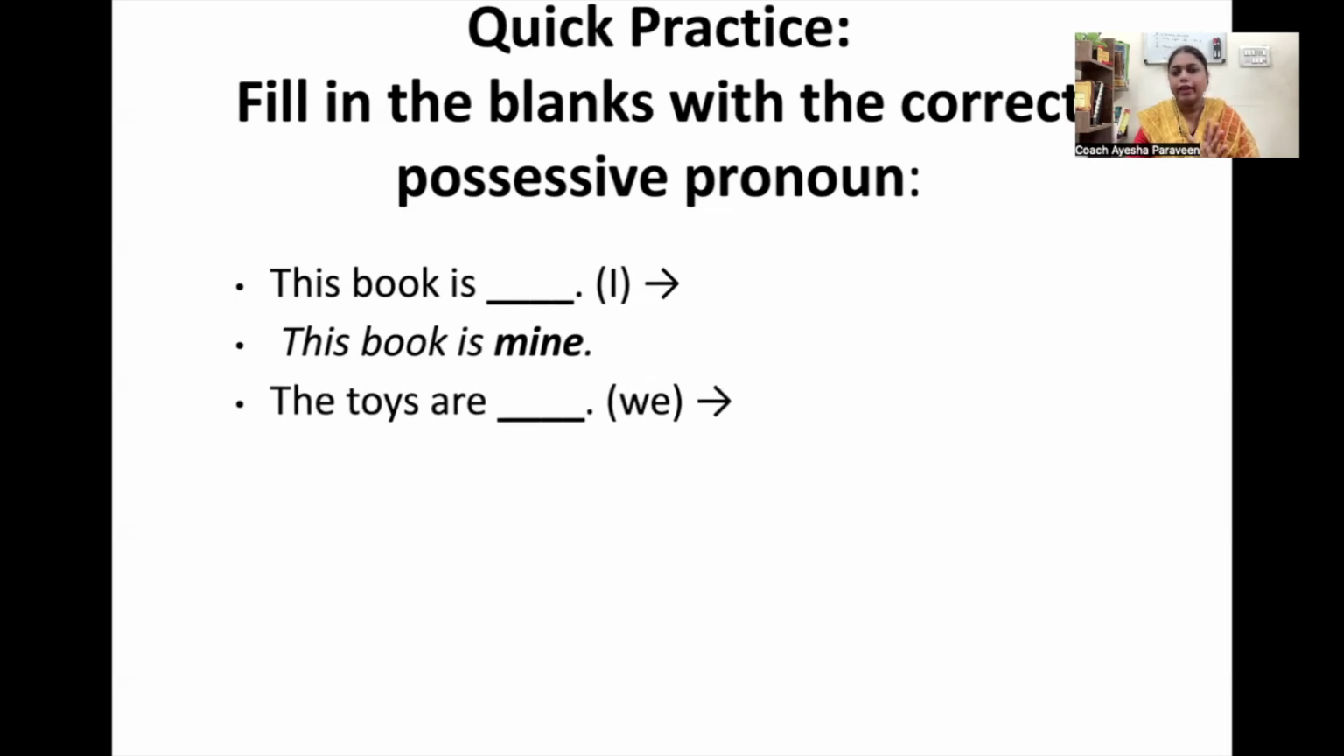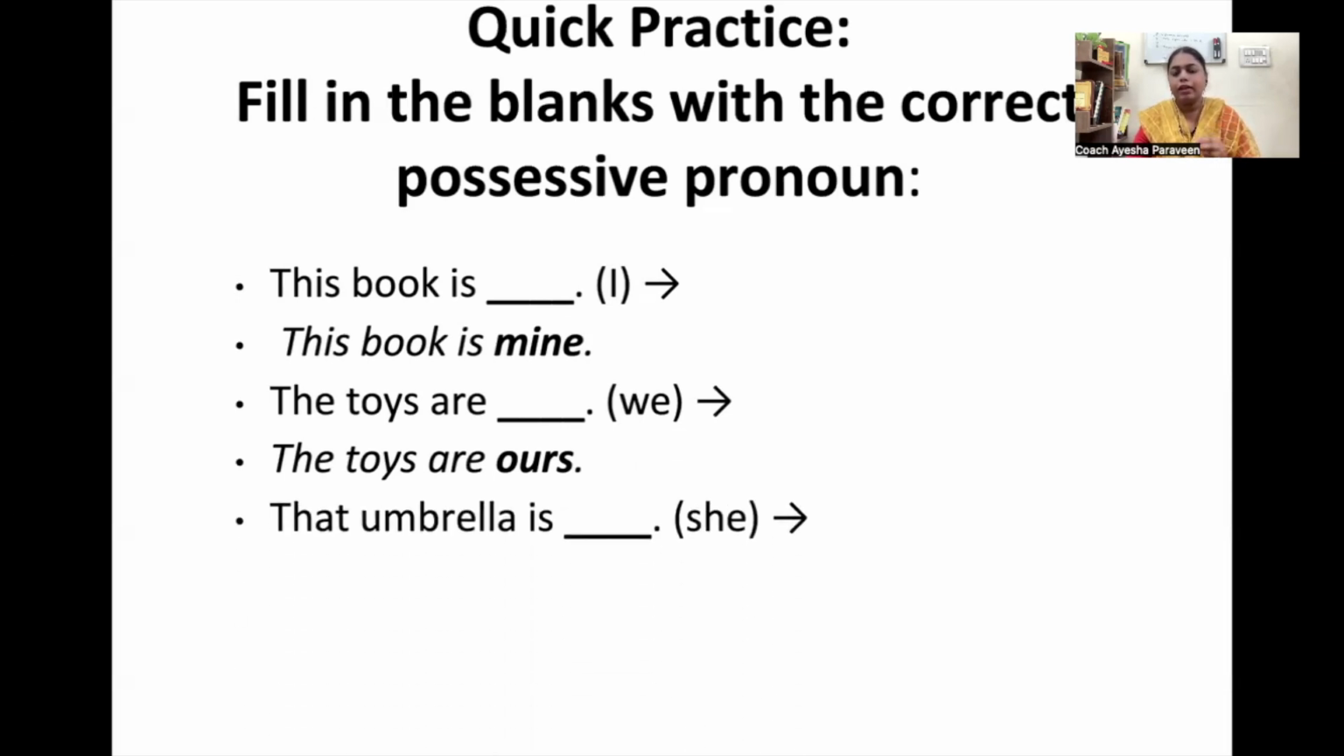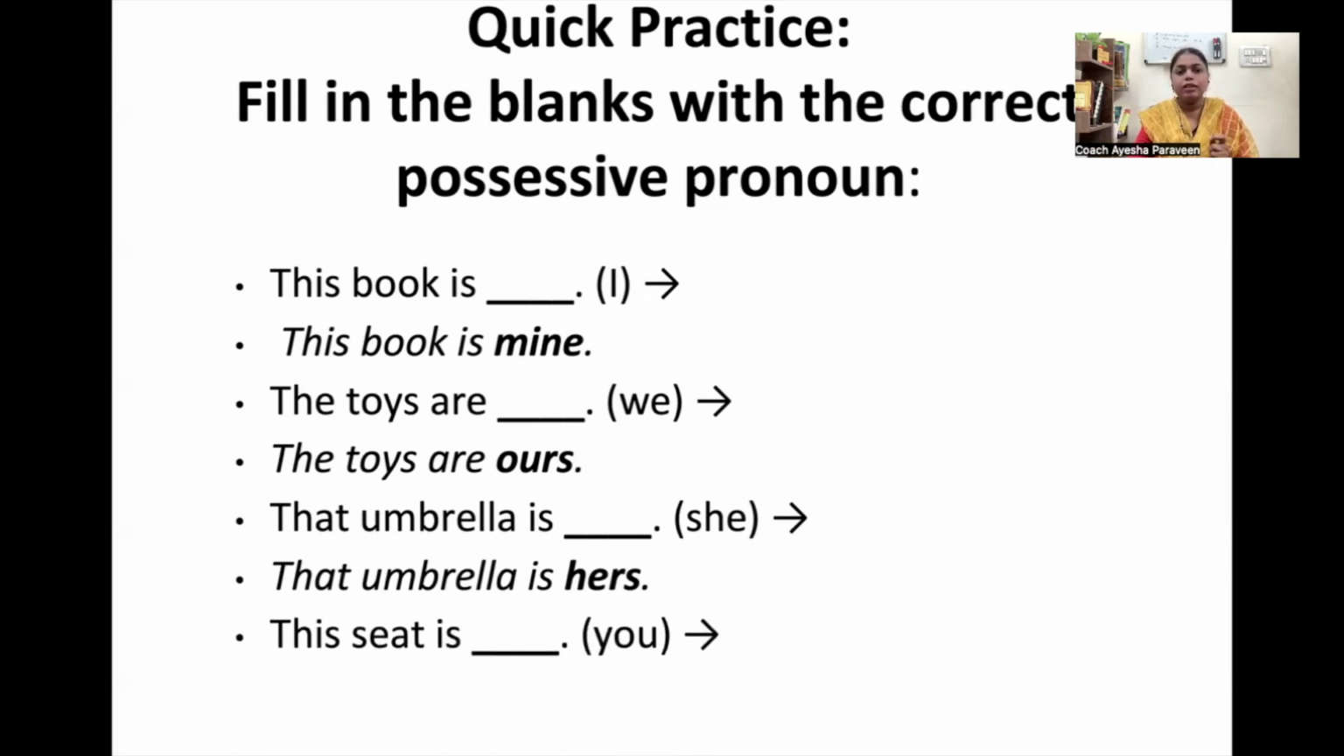The toys are dash. When we changes its form, it changes to ours. The toys are ours. That umbrella is dash, she. When she changes to a possessive pronoun, it changes its form to hers. That umbrella is hers. This seat is you. This seat is yours. So please let me know in the comments how many of the answers you got right.